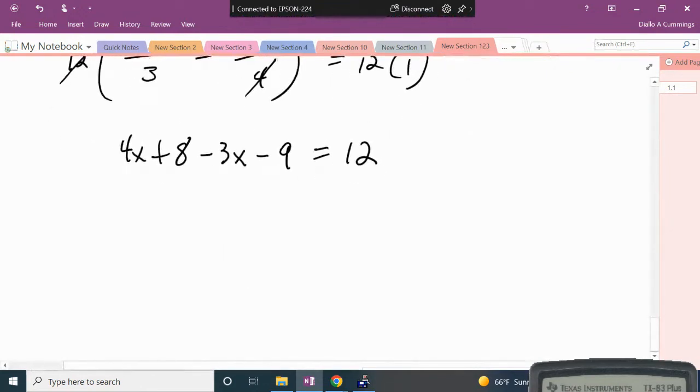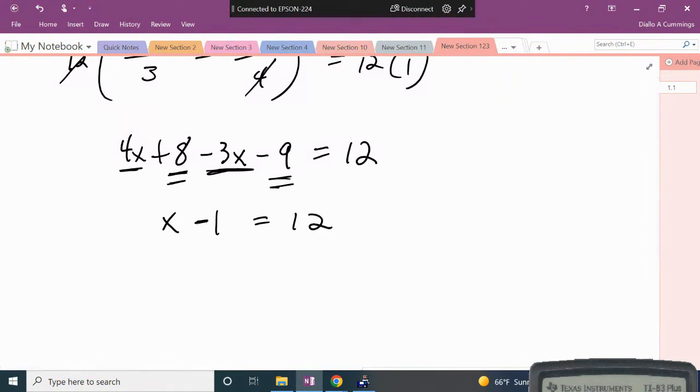All right, so we have now cleared the equation of any fractions. We don't have any parentheses, so the next thing I'm going to do is combine like terms. On the left-hand side, I have 2 x variables. 4x minus 3x is x. I have 2 constants. Notice I'm not changing any signs because these terms are on the same side. 8 minus 9 is a negative 1, and that's equal to 12.